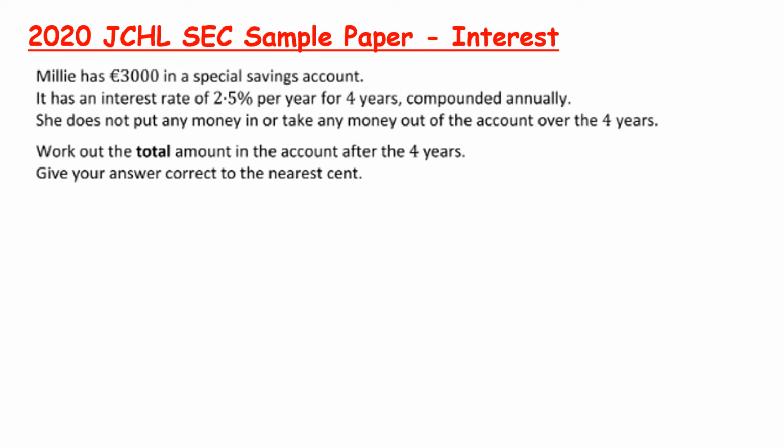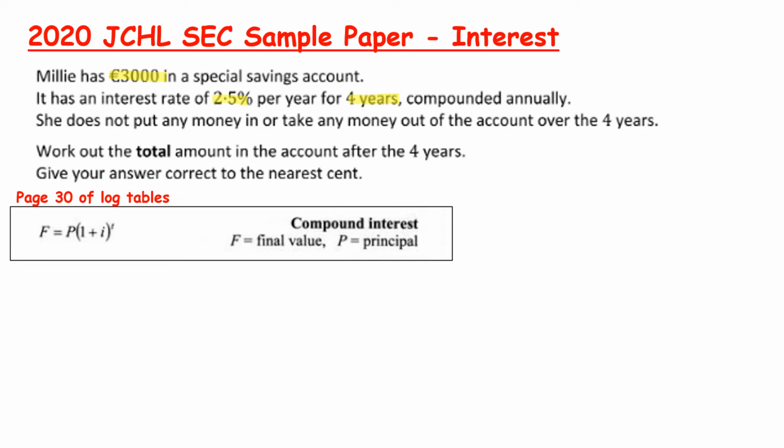So let's take a look at the 2020 Junior Cycle sample paper question, which is about Millie, and she has €3,000 in a special savings account. It has an interest rate of 2.5% per year. Let's get our highlighter. So we have 2.5% per year for 4 years compounded annually. She does not put in any money and she does not take out any money. Find the total amount in her account after 4 years, correct to the nearest cent. So this is a perfect question to use our formula with because there's no money in, no money out. Otherwise, we would have to do a table and work it year on year.